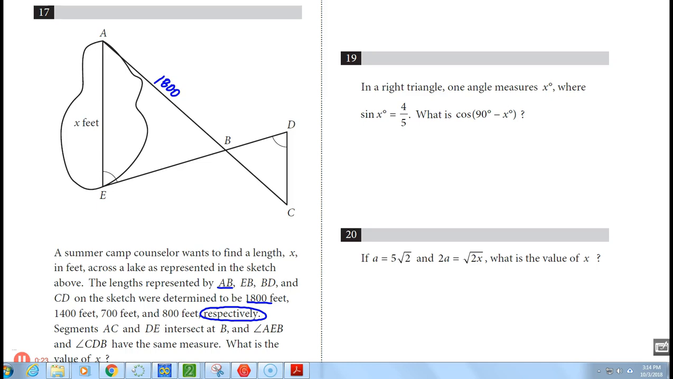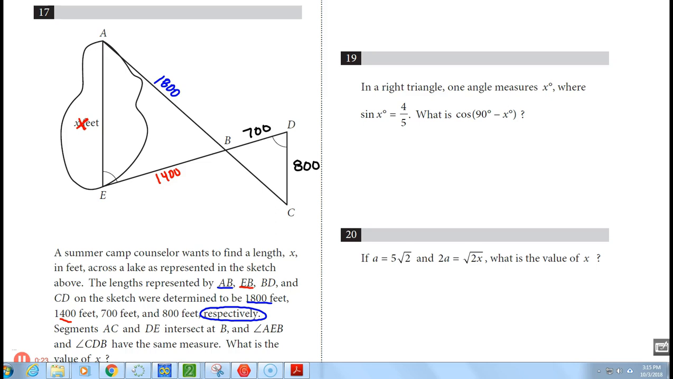The next thing they mention is that EB is 1400. And then they talk about BD, which is 700. And then finally, CD, which is 800. I missed a 0 there. All right, and then they want me to find the value of x. So I'm trying to figure out what this length over here, x, is.